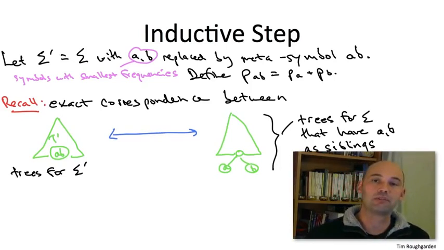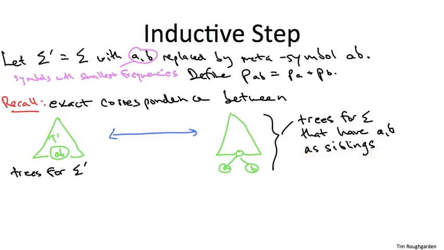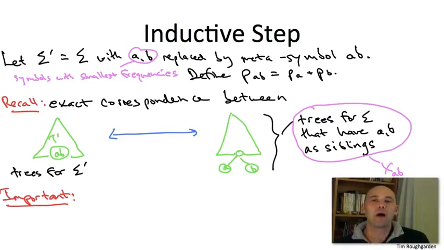One, arbitrary trees for sigma prime, and trees of a special kind for sigma, trees in which A and B happen to be siblings. This subset of trees for sigma are important enough to be given its own notation. So let me denote by capital X sub AB the trees with leaves labeled according to sigma in which it just so happens that A and B appear as siblings. So that'll be some trees for sigma, but not all of them, only the ones in which A and B are siblings.